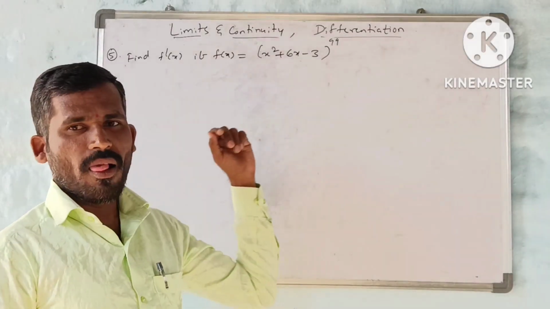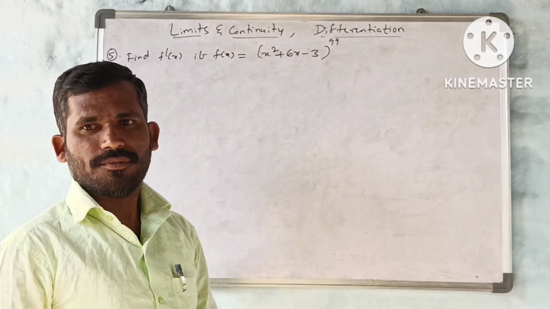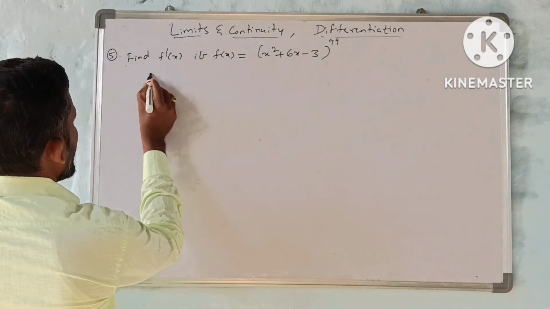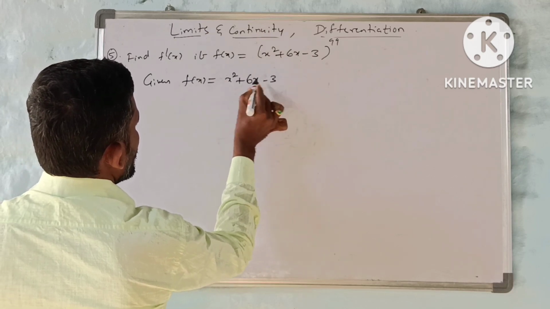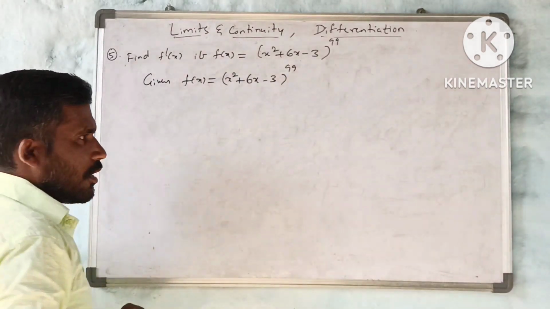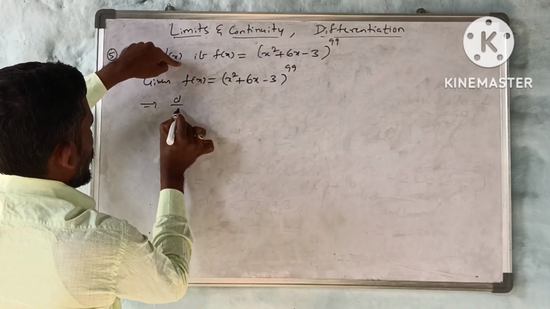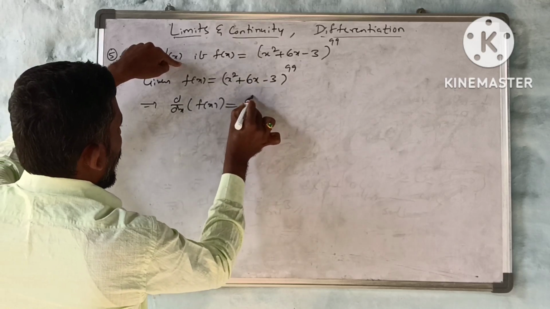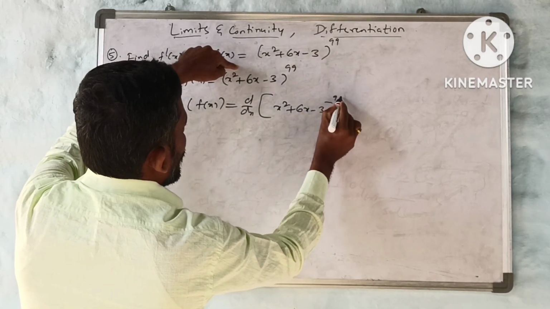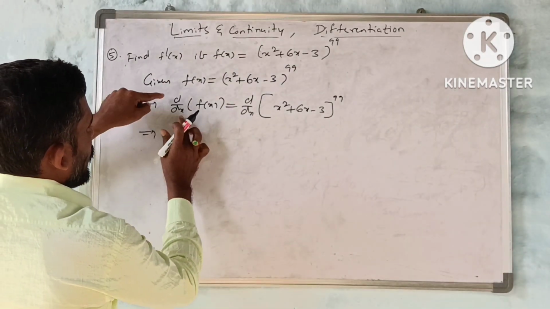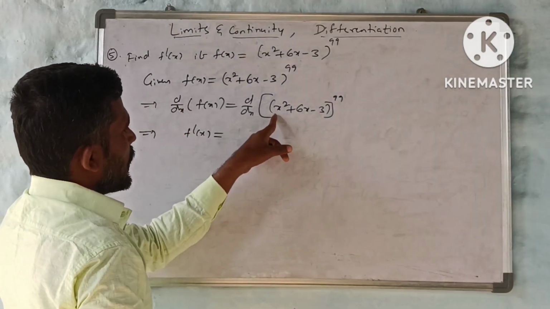Next, fifth problem: find f dash x if f of x equals x square plus 6x minus 3 whole power 99. Going to solve, first I am taking the given one. Given f of x equals x square plus 6x minus 3 whole power 99. You want f dash x, so take the derivative on both sides. d by dx of f of x equals d by dx of x square plus 6x minus 3 whole power 99. So d by dx of f of x is denoted by f dash x, equal to the derivative of x square plus 6x minus 3 whole power 99.